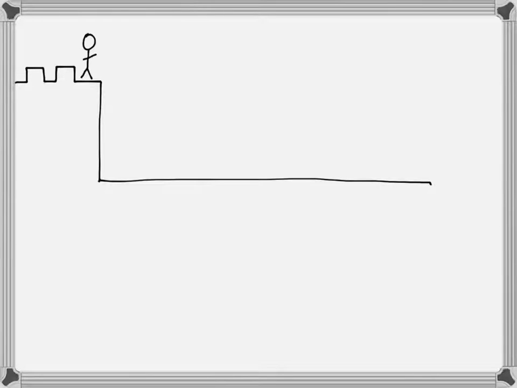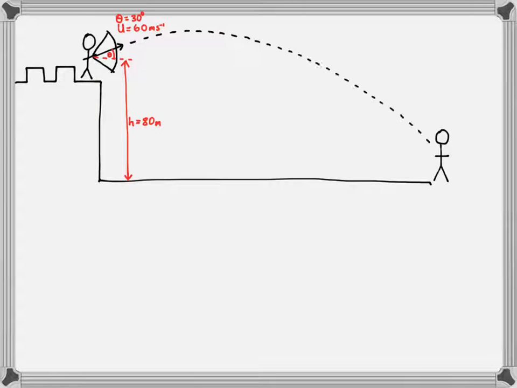So another example of this would be a person shooting a bow and arrow. The person here is standing at the top of a castle wall and they're going to shoot the arrow with an initial velocity of 60 meters per second. And that 60 meters per second is shot at an angle theta above the horizontal. So we'll say that theta equals 30 degrees. The height from the ground that the arrow is shot from is 80 meters. And he's shooting at this poor individual over here who's trying to attack the castle. So what's going to happen? Well, the arrow is going to follow a projectile arc and eventually impact the other person.